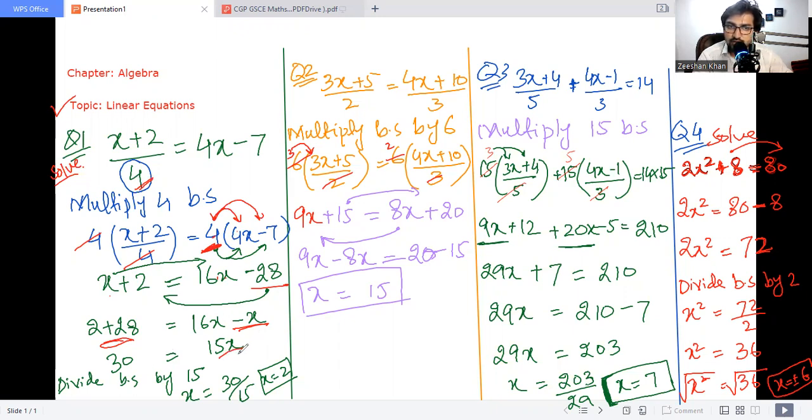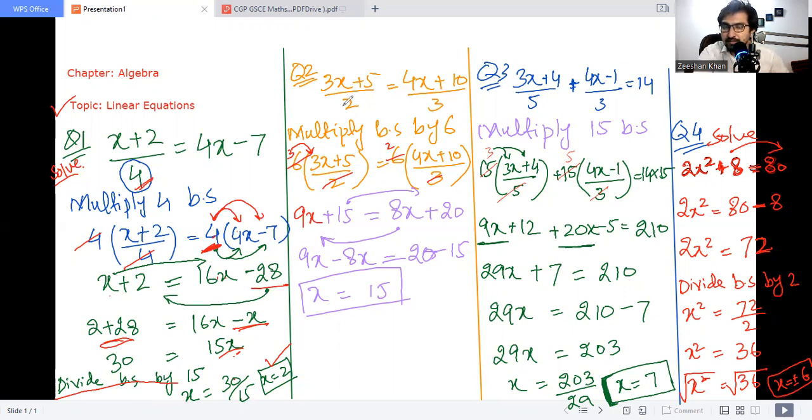So now we need to find out x. Therefore we will divide both sides by 15. When we do that, it would become 30 by 15. So x is equal to 2. This is the answer. And this is what we needed to solve. So x equal to 2 is the answer.